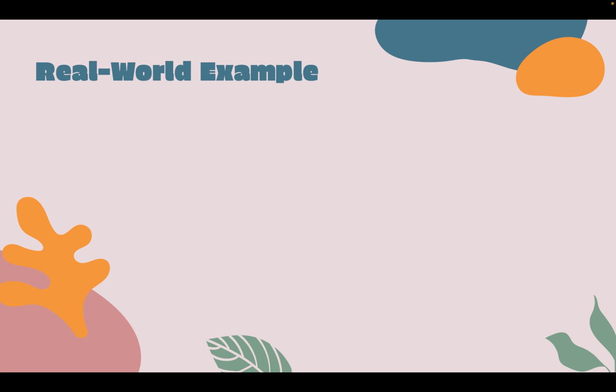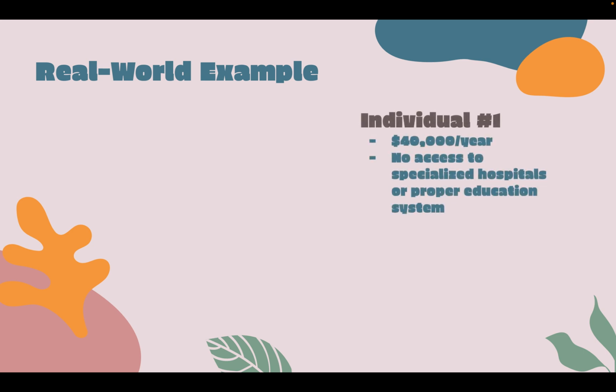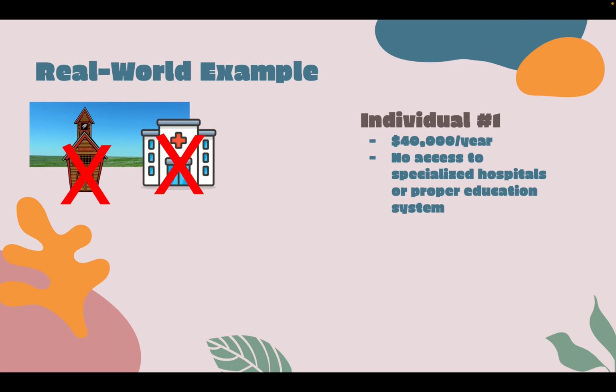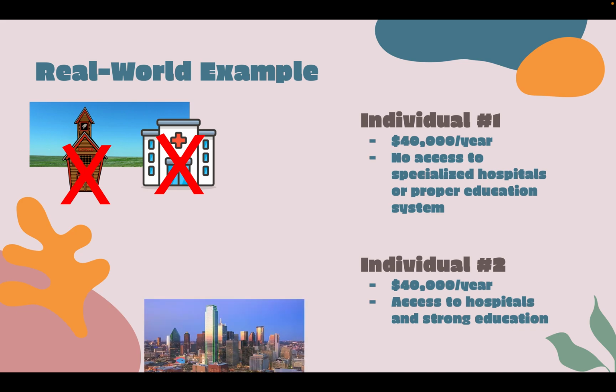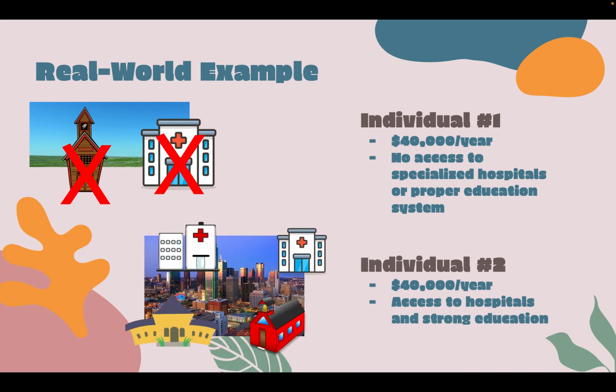For example, take 2 individuals. Individual 1 makes $40,000 a year and is able to meet all her basic needs. However, she lives in rural Texas, where the closest specialized hospital is 80 miles away, and she has not been able to receive proper education, so she cannot read past the 6th grade reading level. Individual 2 makes $40,000 a year and is able to meet his basic needs. But he lives in Dallas, Texas, where he has access to many hospitals and has received free education up through high school.